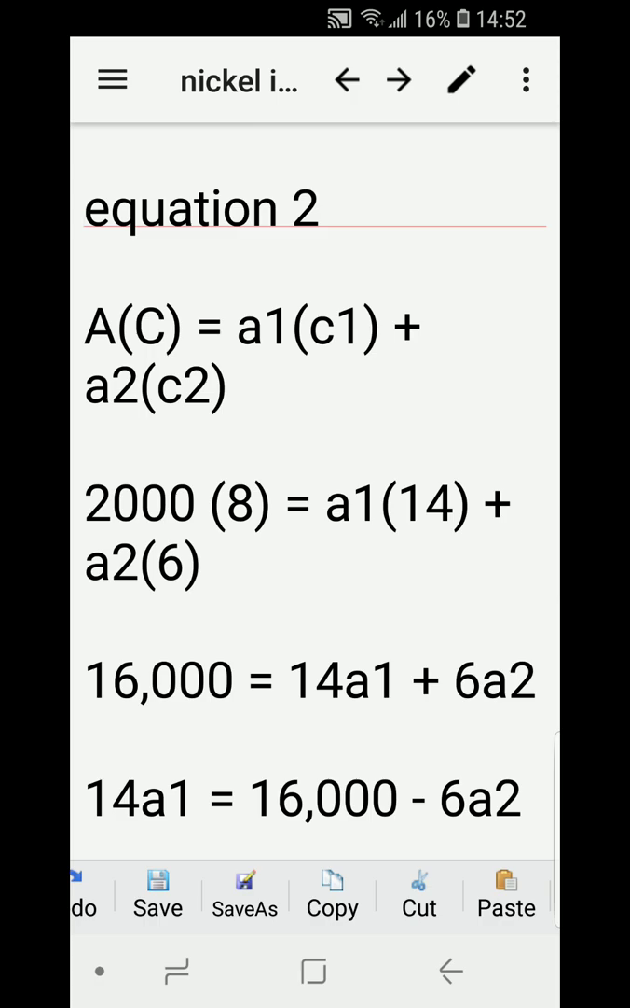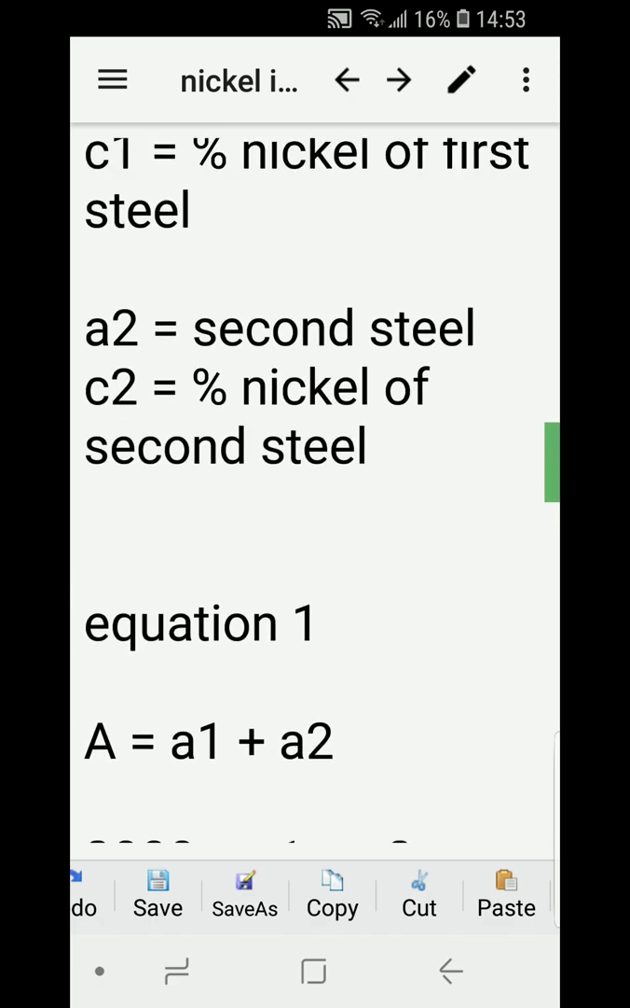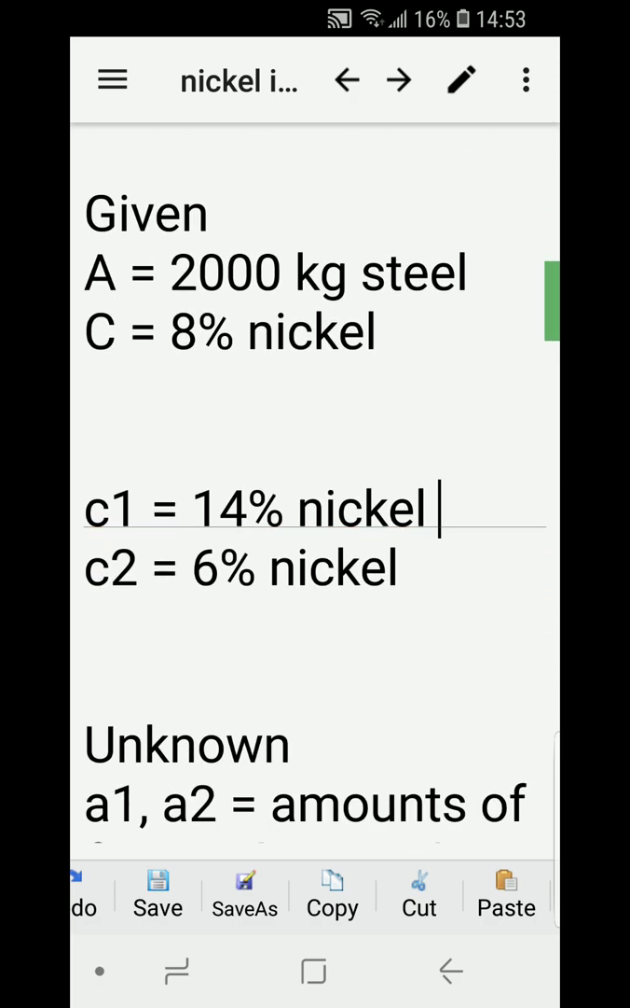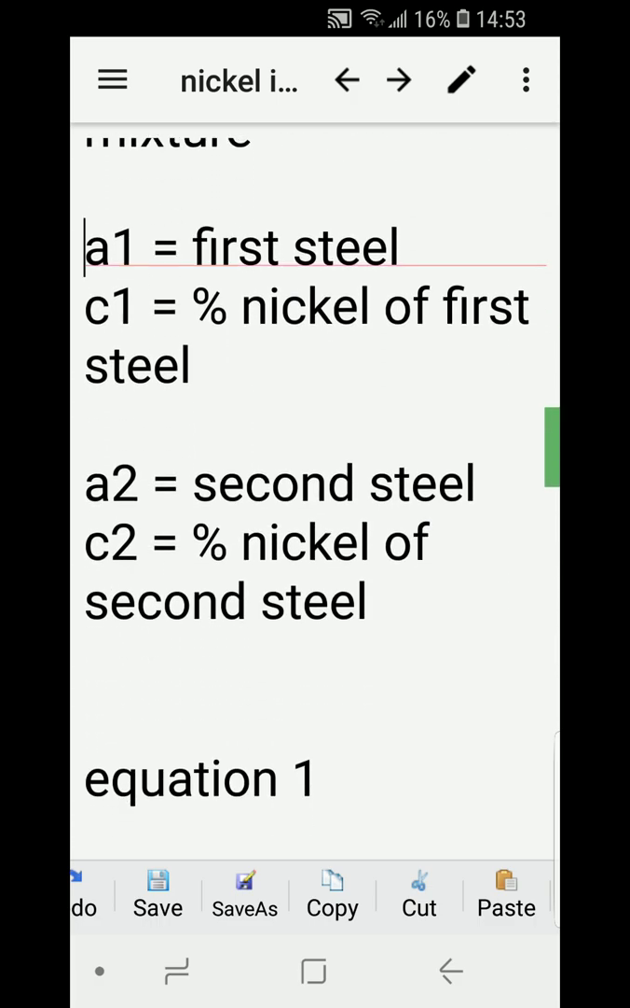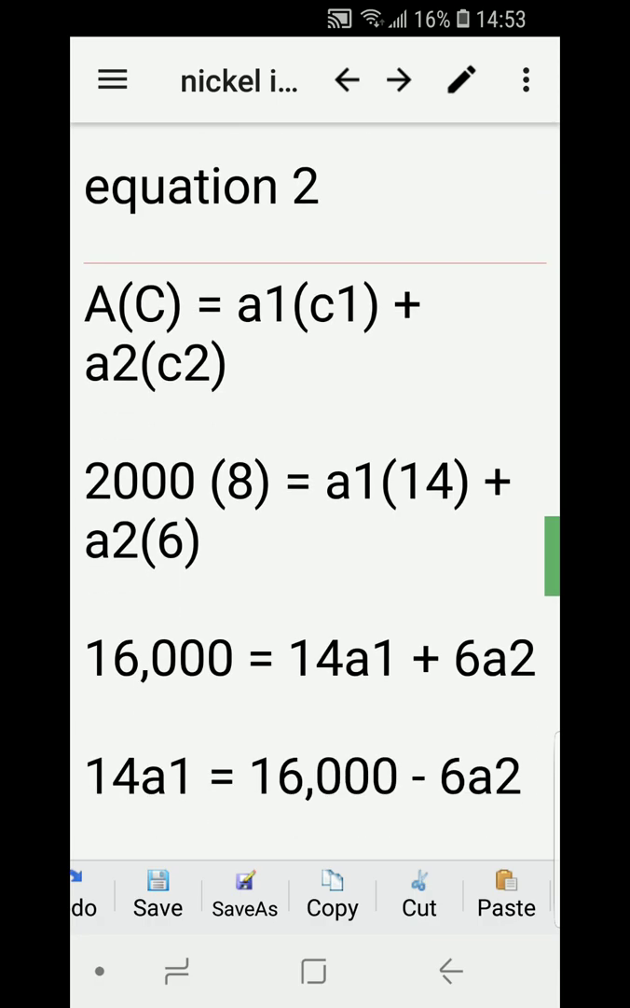Now we establish equation 2. So equation 2, we will need to substitute the percentages of nickel and the amounts. So equation 2, we got A times C is equal to A1 times C1 plus A2 times C2. Let us first go to the given values. A equals 2000, C equals 8%, C1 14%, C2 6%. So we substitute those given values into this equation here.